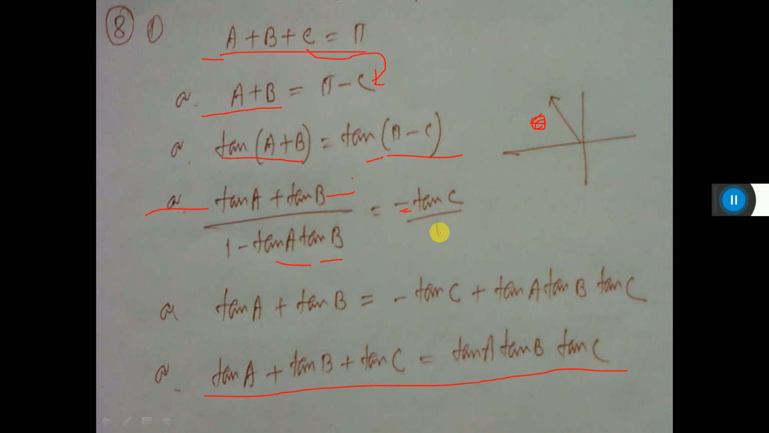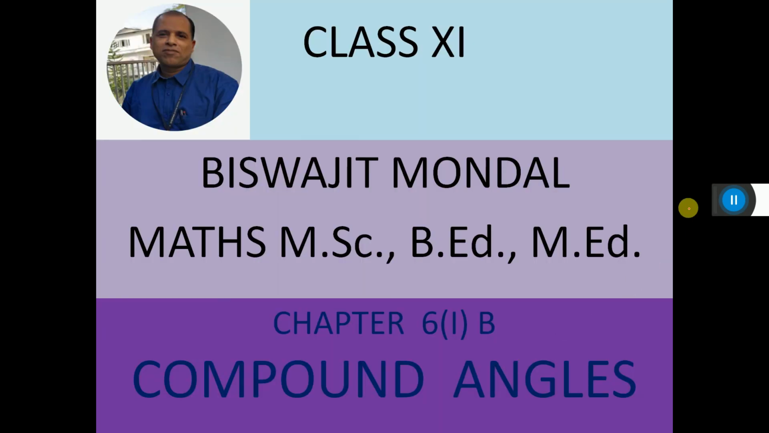Now do cross multiplication: 1 into this gives this, and minus tan C into 1 is minus tan C, and minus tan C into minus tan A tan B is plus tan A tan B tan C. Minus tan C you bring to this side, so it will be plus. So the proof has come. So that's all for this video.